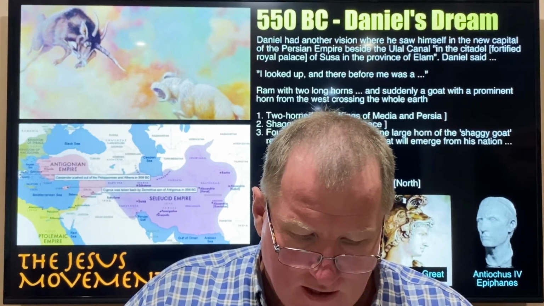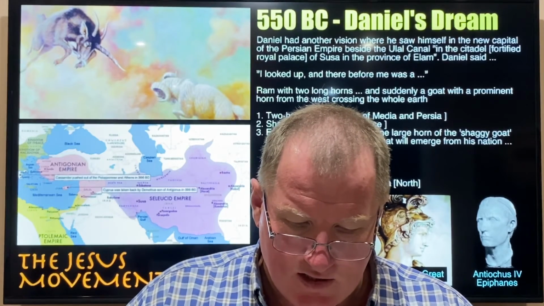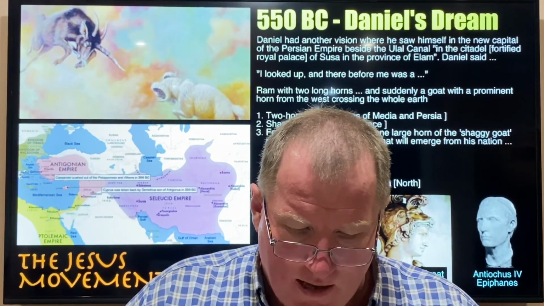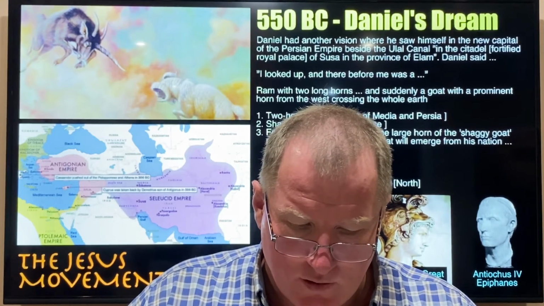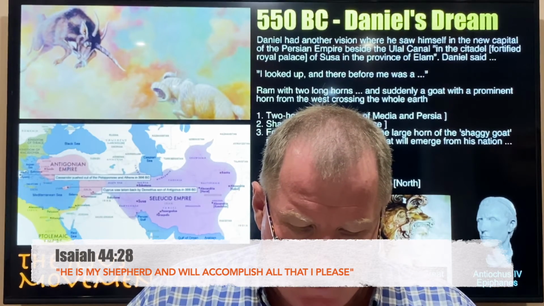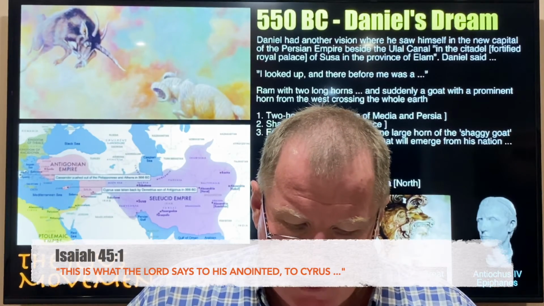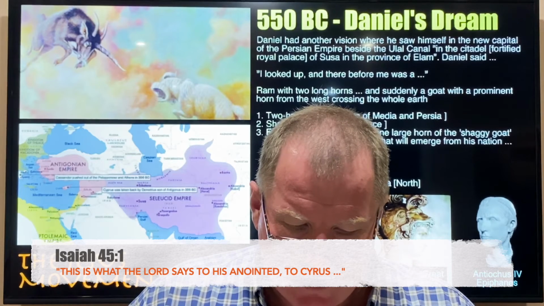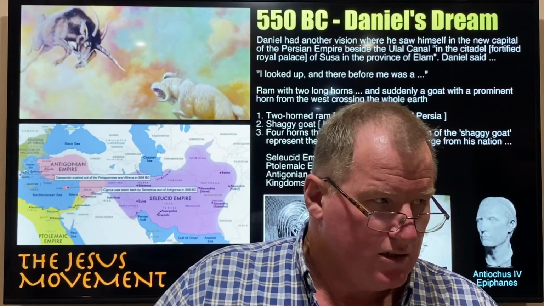Now, prophesied by name in the book of Isaiah, so we're talking a fair time now, we're told that King Cyrus the Great will accomplish this 150 years before his birth. The Lord said in Isaiah 44 verse 28, "He is my shepherd and will accomplish all that I please." And in chapter 45 verse 1 he said, "This is what the Lord says to his anointed, to Cyrus, whose right hand I take hold of to subdue nations before him." And so Isaiah prophesied about Cyrus as well.